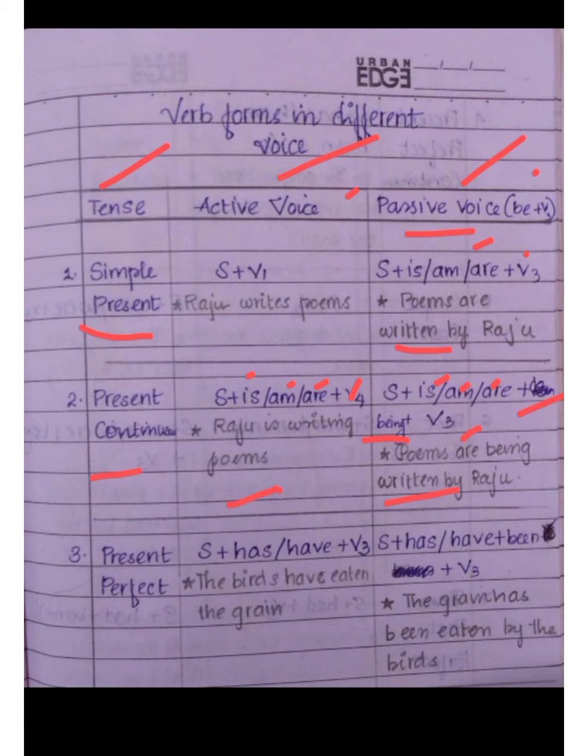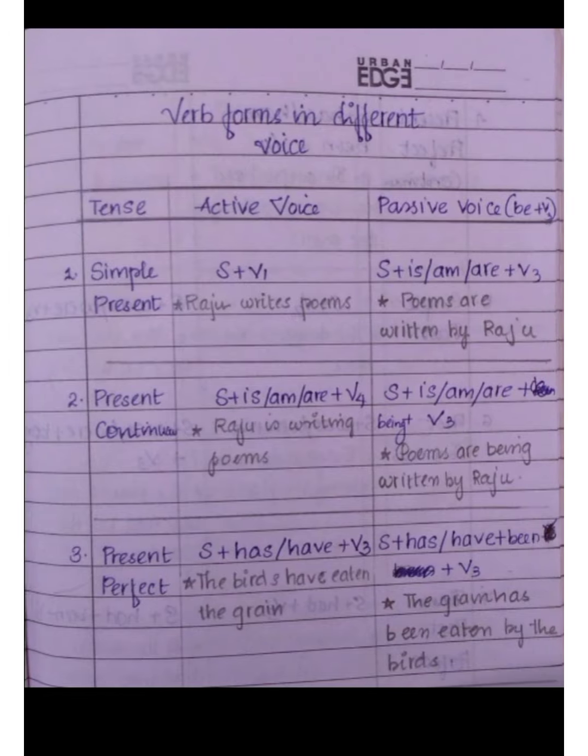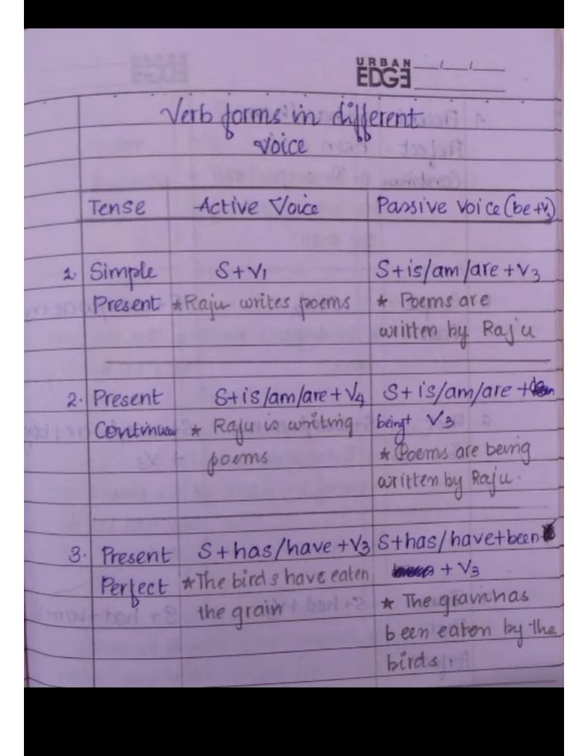Then comes present perfect tense. That means if the active voice is in present perfect tense, like subject plus has or have plus third form of the verb, the passive voice will be in the form of subject plus has or have plus been plus V3 form of the verb. So here example is the birds have eaten the grains. So how will it change? The grain has been eaten by the birds. Okay. So like this we can change the active into passive.